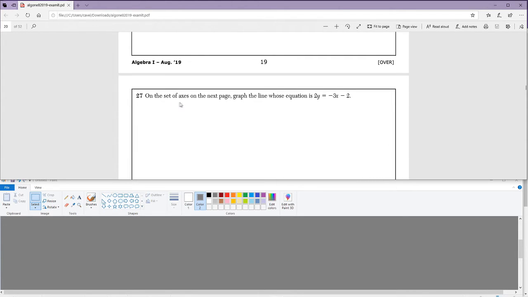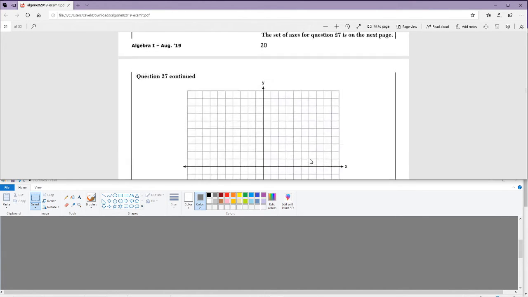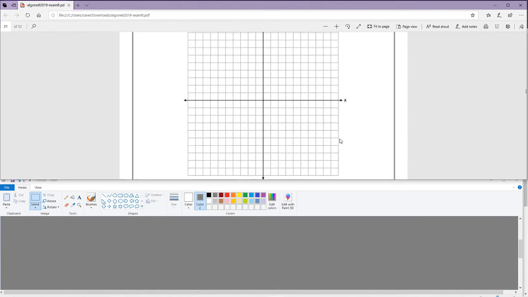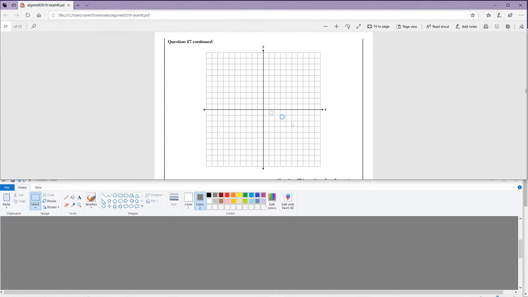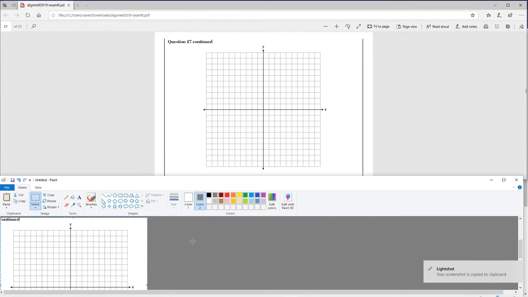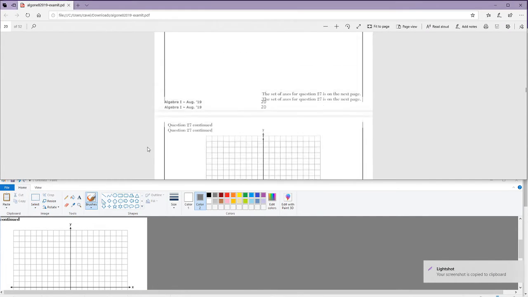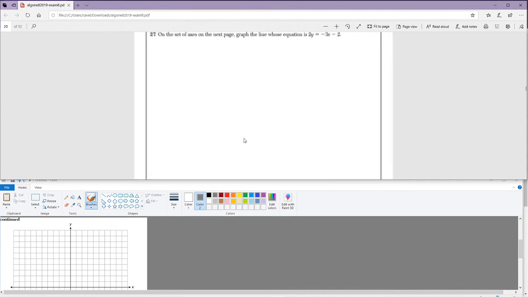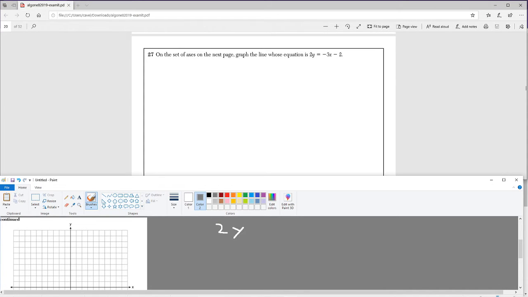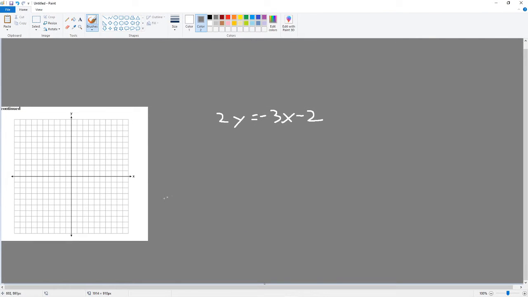Alright, 27. On the set of axes on the next page, graph the line whose equation is 2y is equal to negative 3x minus 2. Okay, let me just copy this. So what are we graphing? We are graphing 2y is equal to negative 3x minus 2.